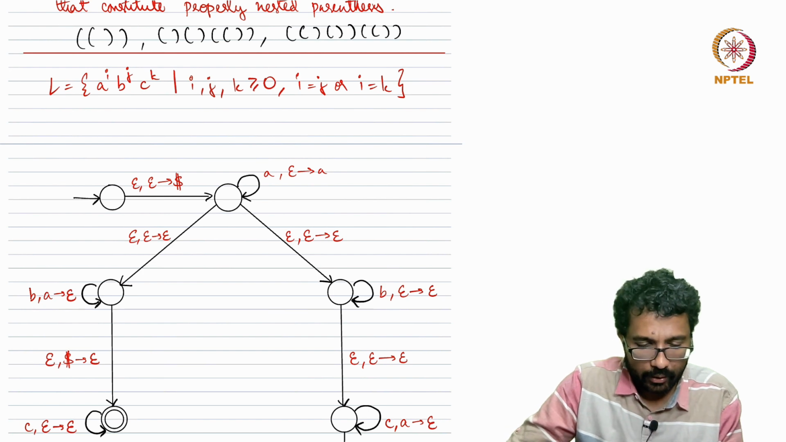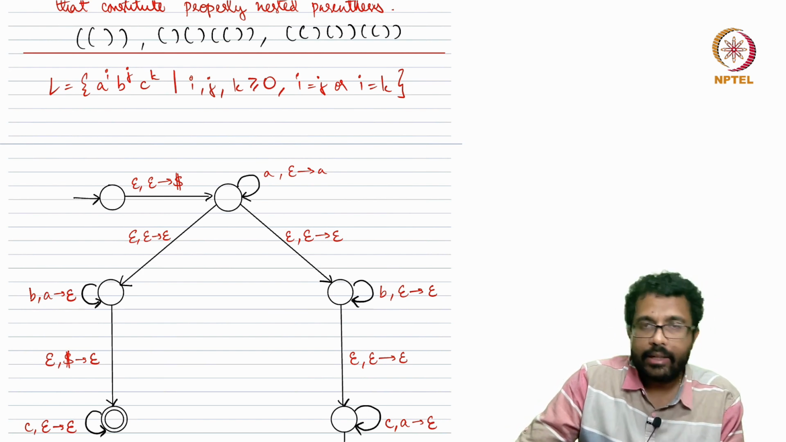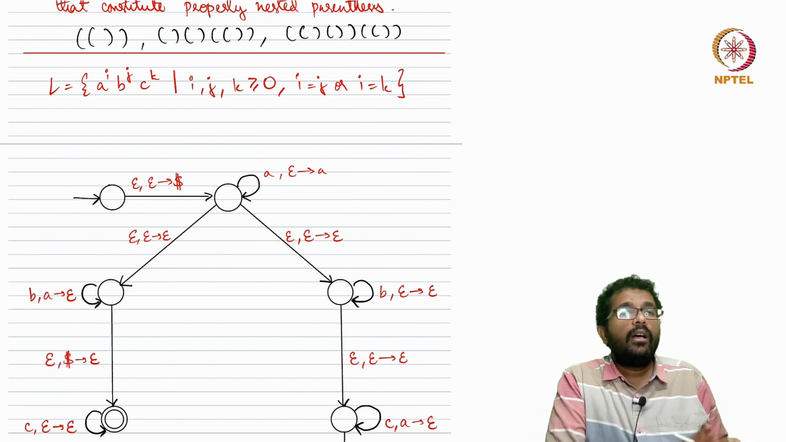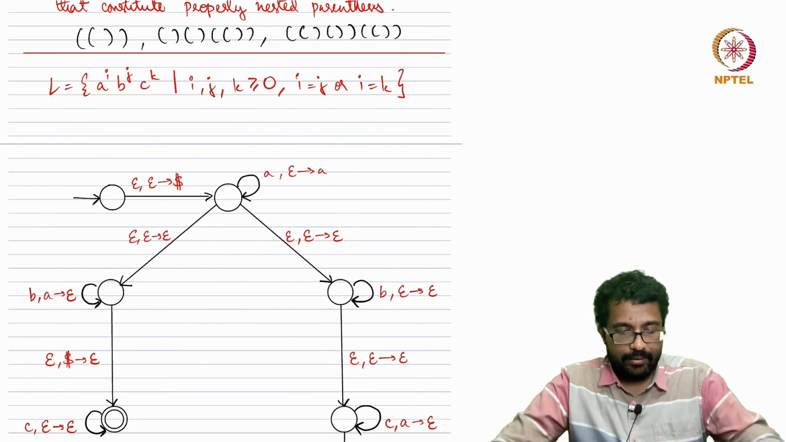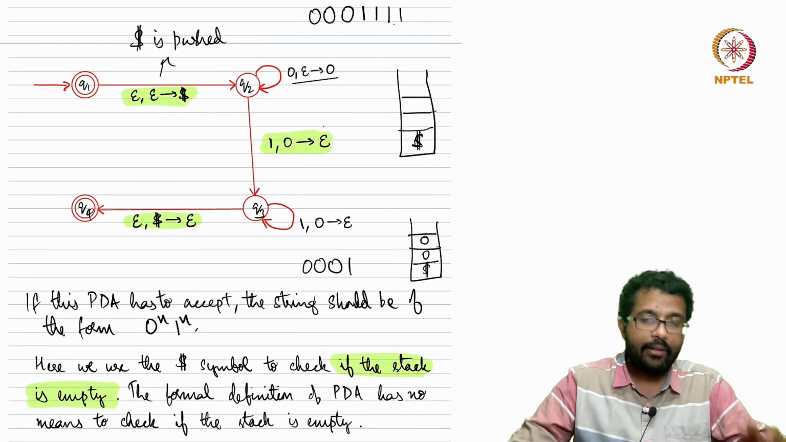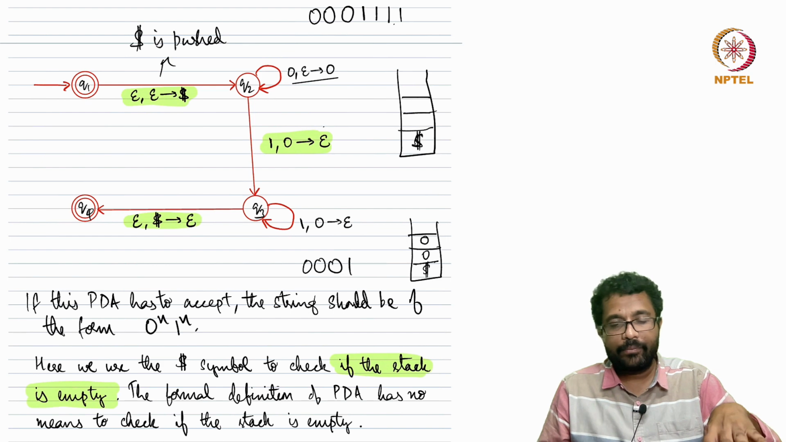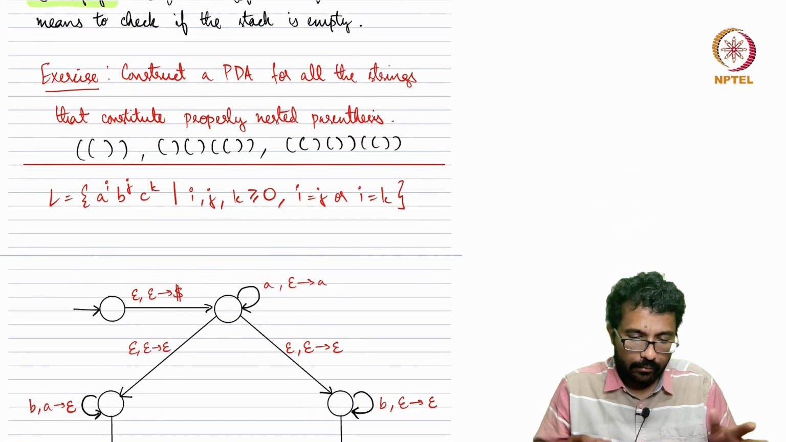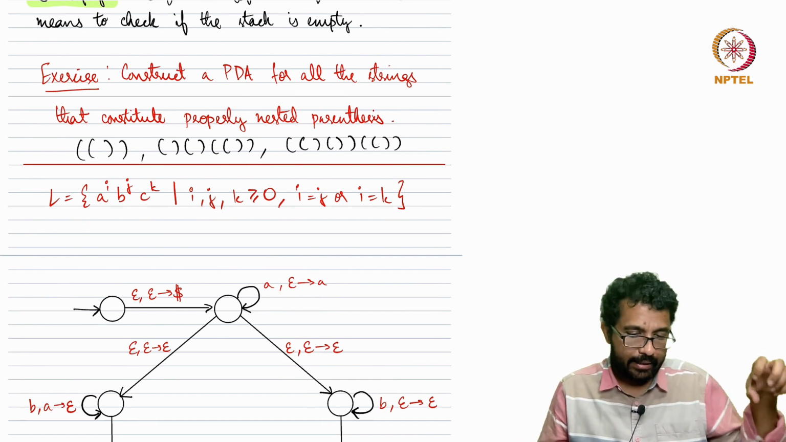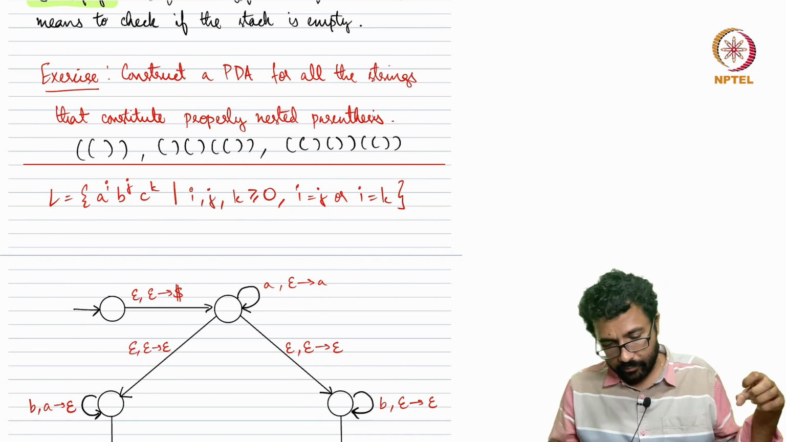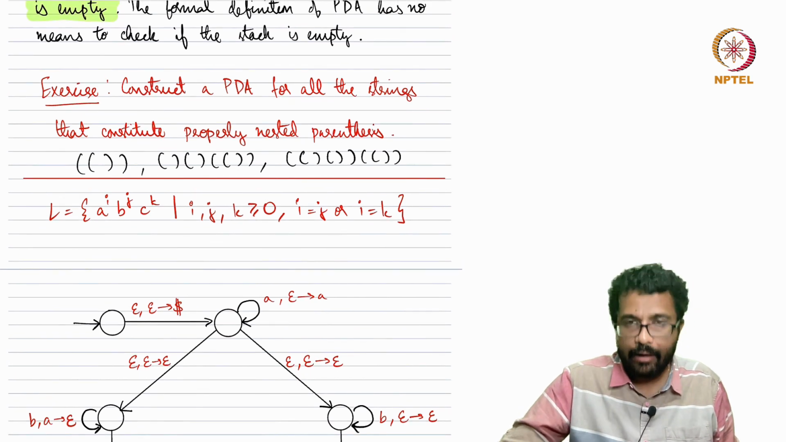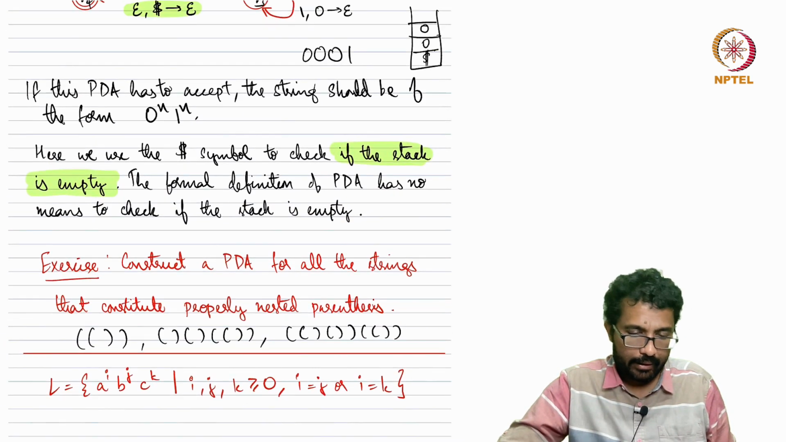So now we will see one more PDA, which is for the language a power i, b power j, c power k, where either i is equal to j or i equals k. Okay, so either the number of a's is equal to the number of b's, or the number of a's is equal to the number of c's. It is something similar to what we did here, where we just had to check whether the number of zeros is equal to the ones, but here there is a choice to be made. So we use a similar technique. We use the stack to check that the number of a's is equal to b's, etc. But we have to use one more trick, right?